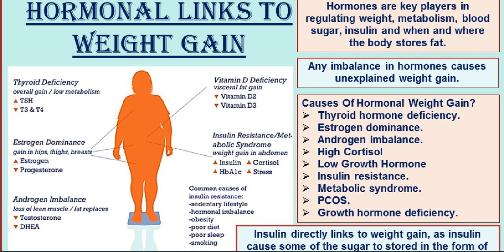Hormones are key players in regulating weight, metabolism, blood sugar, insulin, and when and where the body stores fat. Any imbalance in hormones causes unexplained weight gain. Causes of hormonal weight gain: thyroid hormone deficiency, estrogen dominance, androgen imbalance, high cortisol, low growth hormone, insulin resistance, metabolic syndrome, PCOS, growth hormone deficiency. Insulin directly links to weight gain, as insulin causes some of the sugar to be stored in the form of fat, which leads to weight gain in the human body.